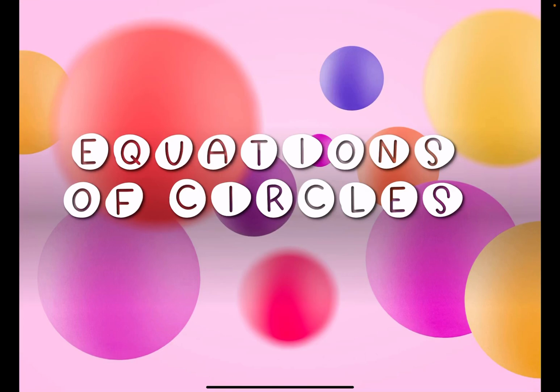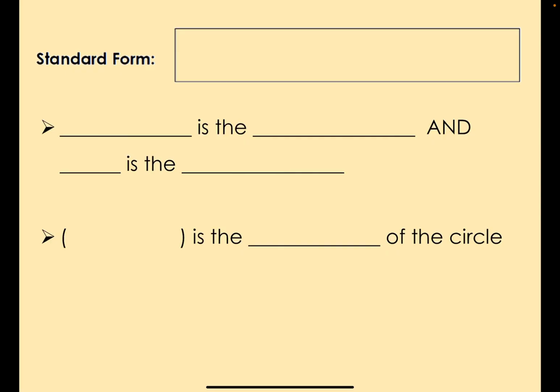Hey everybody, so we are going to be talking about equations of circles today. With equations of circles, you're going to be able to graph circles on a coordinate plane. Now there is a special type of equation that you're going to use, and your calculator can't handle this. So standard form of a circle is (x minus h) squared plus (y minus k) squared equals r squared.